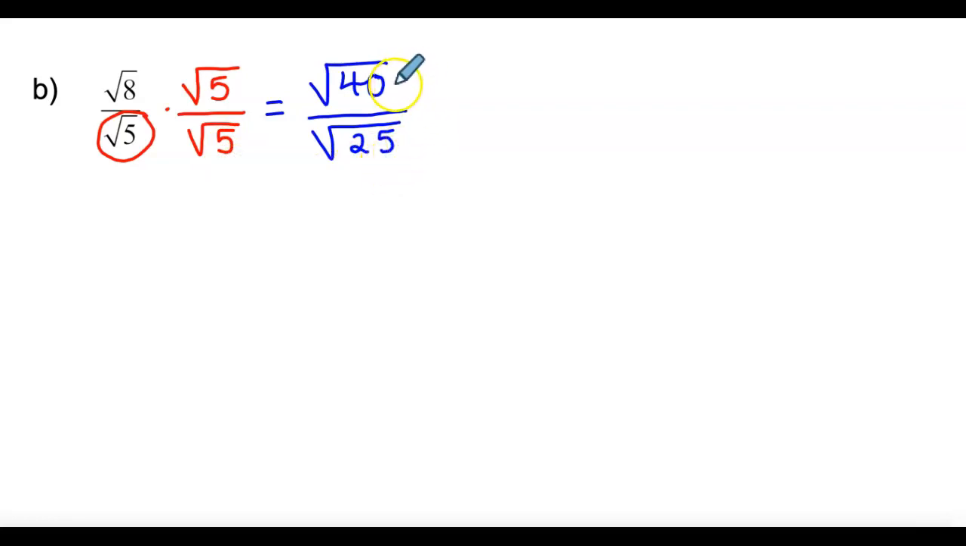But notice we also have 40 in the numerator, and 40 can be written as a product where one of the factors is a perfect square. In this case, we could write it as 4 times 10. So that's going to allow for some simplification in the numerator as well. So let's go ahead and write the square root of 4 times 10. And in the denominator, we can just go ahead and take the square root of our perfect square, 25. And of course, the square root of 25 is 5.